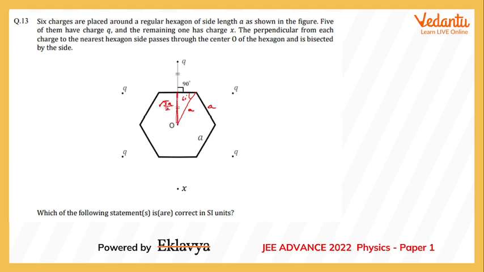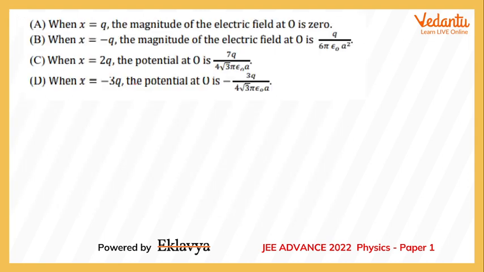Okay. And this distance, they are same. So that means the distance of any charged particle from center O is 2 times root 3A by 2. So that's root 3A. Now let's read the options and figure out which of the options are correct.